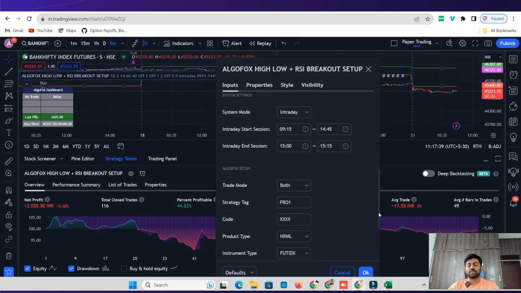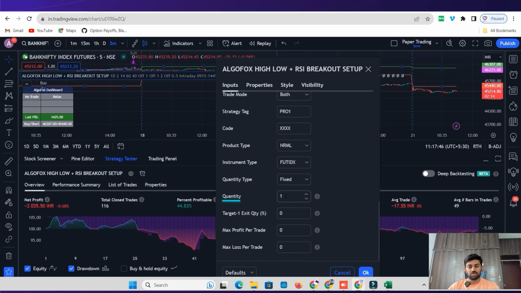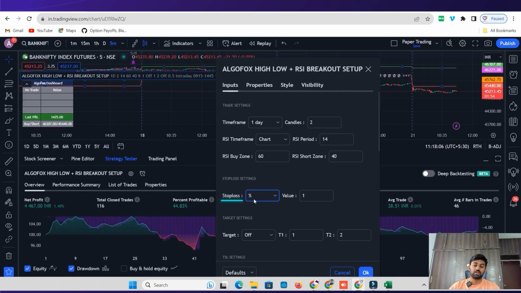Let's go down a little bit. This is the automation code which will help you automate this strategy with AlgoFox. And also there is quantity management and partial exit at target 1 management. We'll talk about that in detail as we go ahead. Now, as we can see, on a 5 minutes chart the strategy is giving minus 0.68. Let us optimize it. Let us switch on the stop loss.